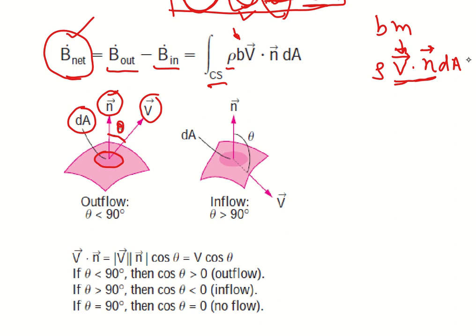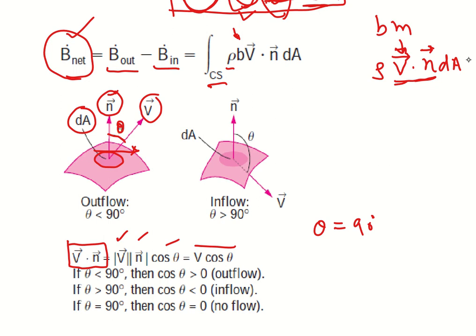So v dot n here, v dot n is the magnitude of v, magnitude of n multiplied by cos theta, which is equal to v cos theta. So when theta is equal to 90 degrees, cos 90 is 0, it means that fluid is flowing parallel to the surface, so its value is 0.